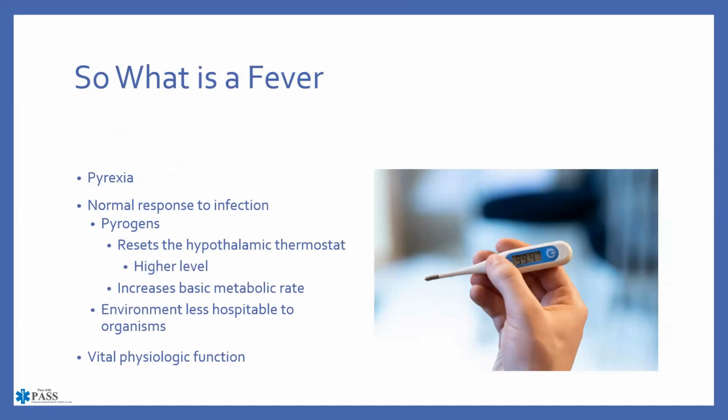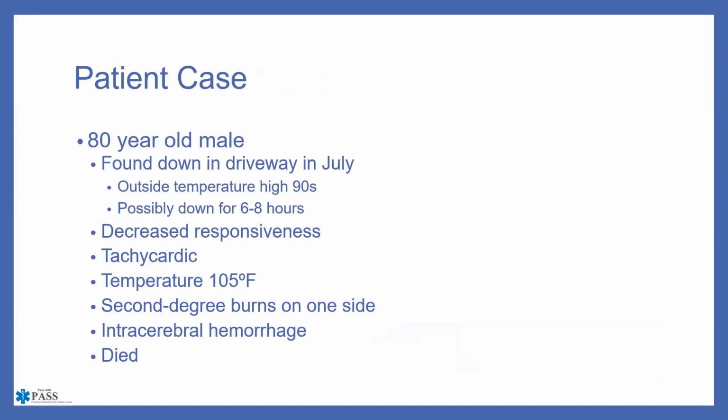So it increases our basal metabolic rate to where our body is actually trying to burn these things off, if you can kind of think about it like that. So the higher the environment is, the less hospitable it is to that organism. The organism does not want to be there because it normally wants to be in a temperature of 98.6, for instance, and now it is in a temperature of 103. It is not going to like to be there very long, so hopefully it moves on out. And it is a vital physiologic function. We have to have good temperature management and regulation.